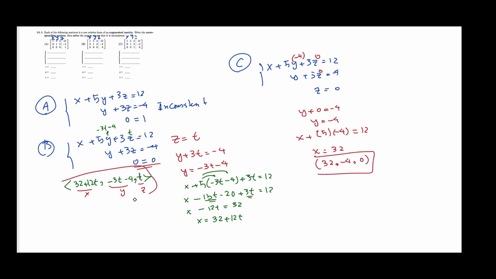So we have inconsistent, infinite solutions, and a unique solution. The infinite solutions represent a line in 3D, and this one is just a point.